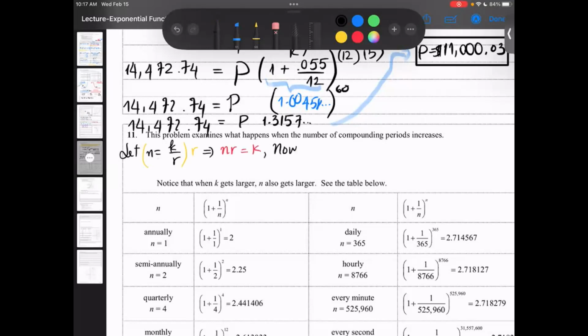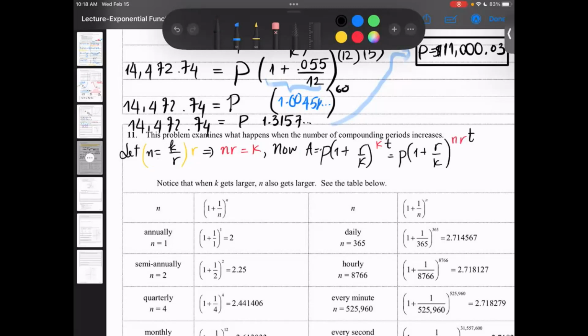Now I have the formula A equals the one we've been using: P times 1 plus r over k, to the kt. I'm going to replace k with nr. So this is equal to P times 1 plus r over k, to the nrt.